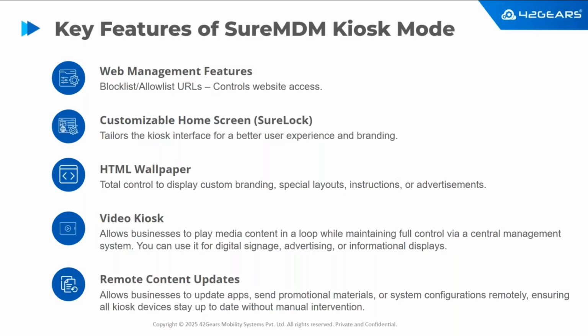Continuing with use cases, the next one is web management. You can block or allow URLs. You can control which websites can be opened, or you can restrict those which are not required or unsafe for viewing. And then comes the customizable home screen, which can be done under SureLock. It helps you create a kiosk layout with your branding icons and placement of the apps on the particular device.